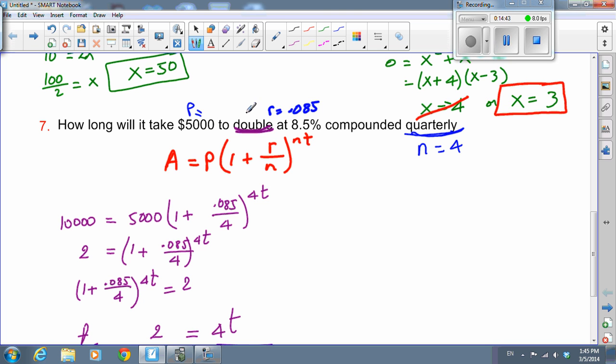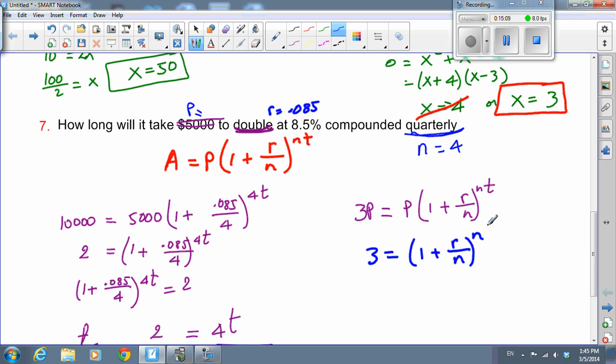Now, let's say for instance, I say triple and I do not give you the principal, and I still say the same 8.5%. You will start by saying 3P is equal to P times (1 plus r over n) to the power of nt. That's in case I say that the amount triples. So you will divide by P and you will end up with 3 is equal to (1 plus r over n) to the power of nt. In other words, the P went away. So it doesn't matter what the principal value is, but if you're trying to triple it, you will get to the same answer regardless of the principal value.